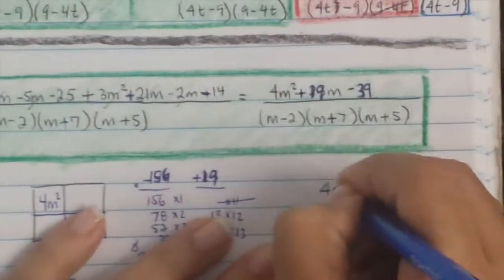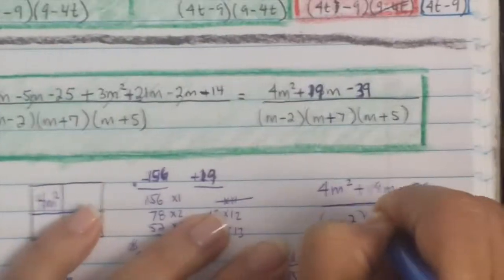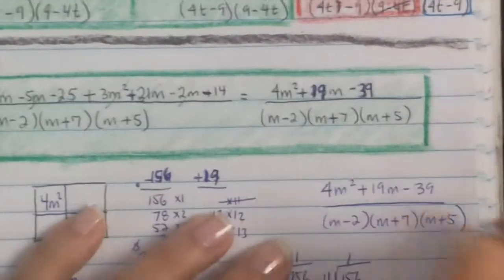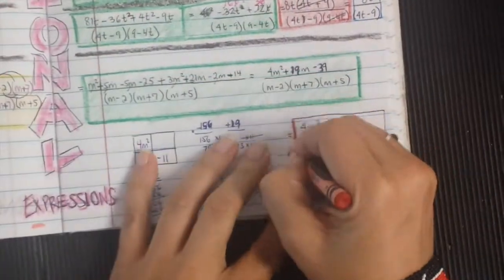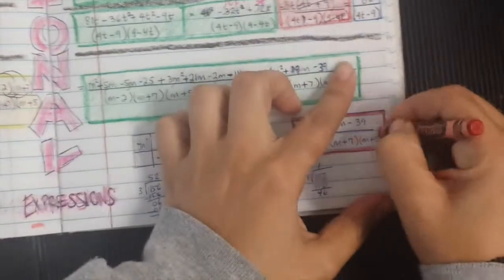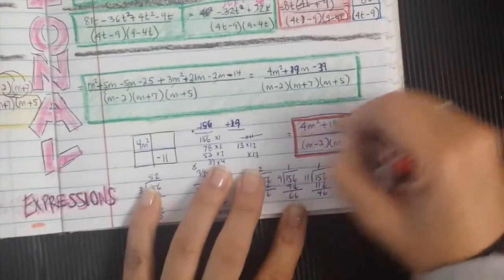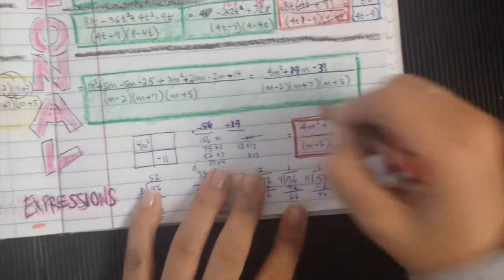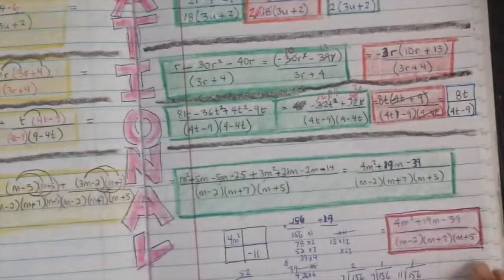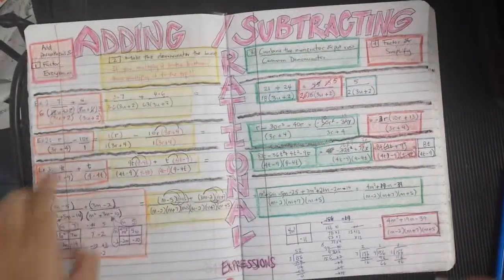So then if you cannot factor it, then that's your final answer. So 4m squared plus 19m minus 39 all over m minus 2, m plus 7, m plus 5. That's it. So sometimes you can cancel, sometimes you can't. Alright, and that's all there is to adding and subtracting rational expressions. So let's practice. Let's get really good at doing this.